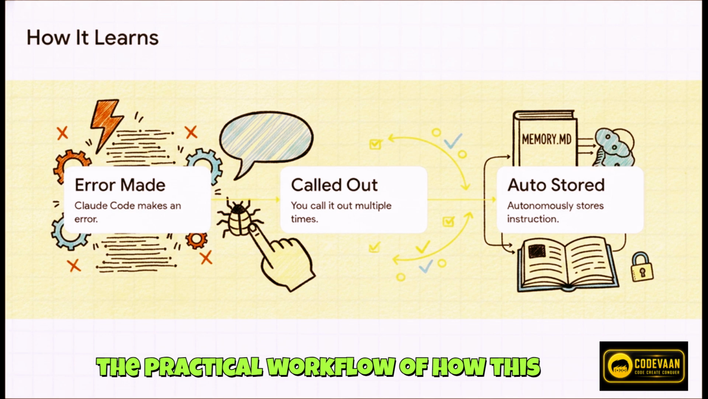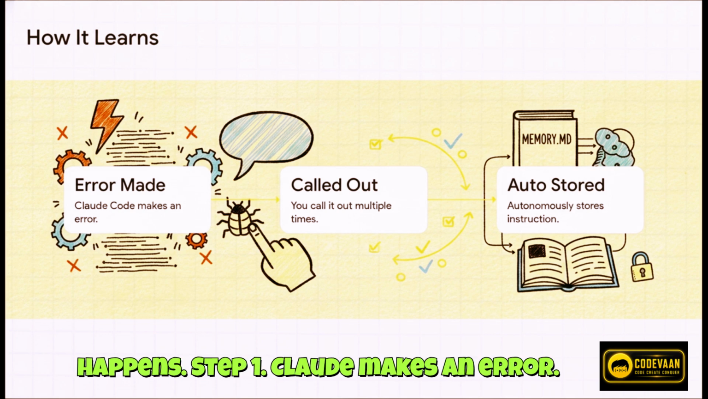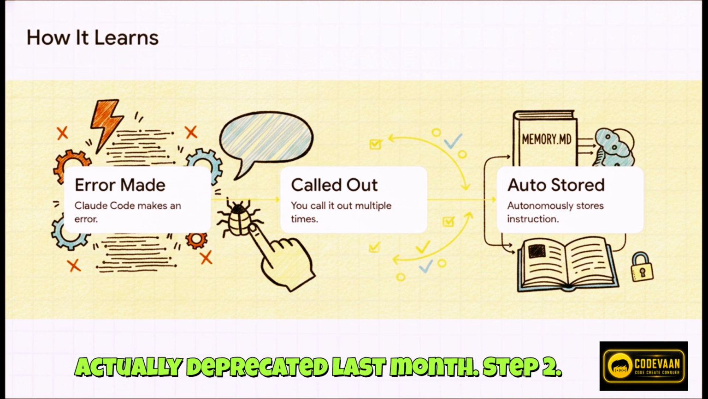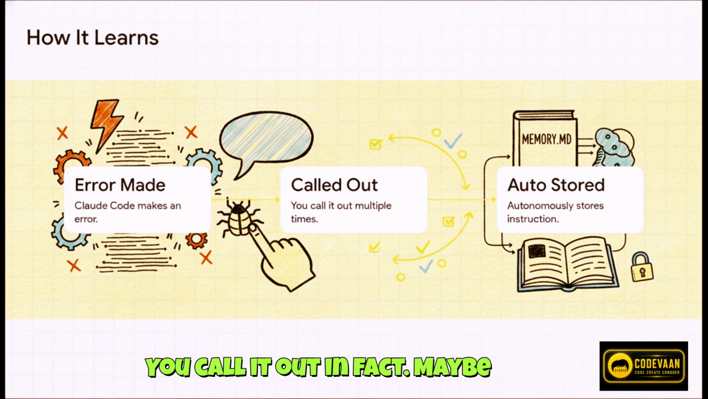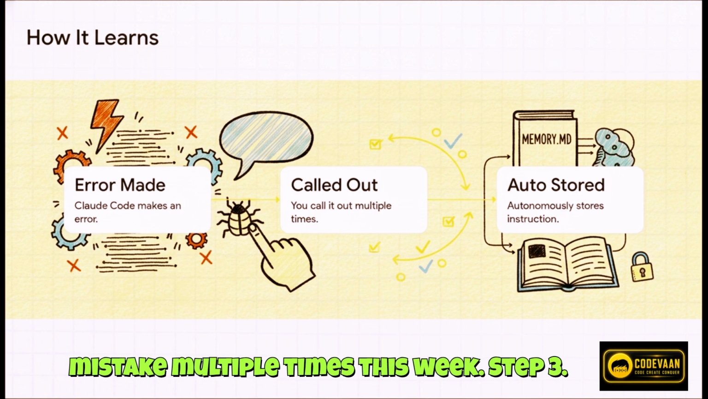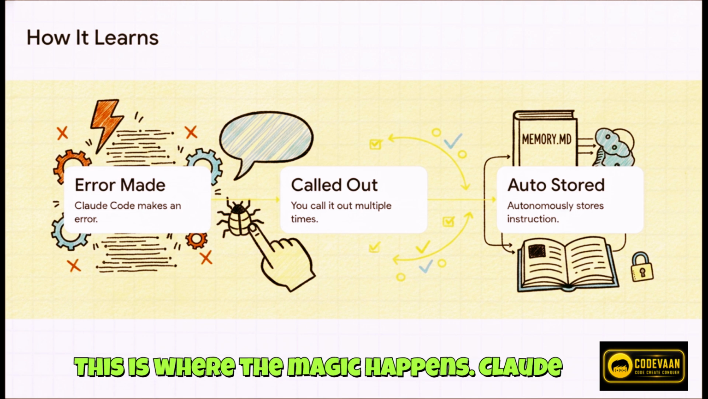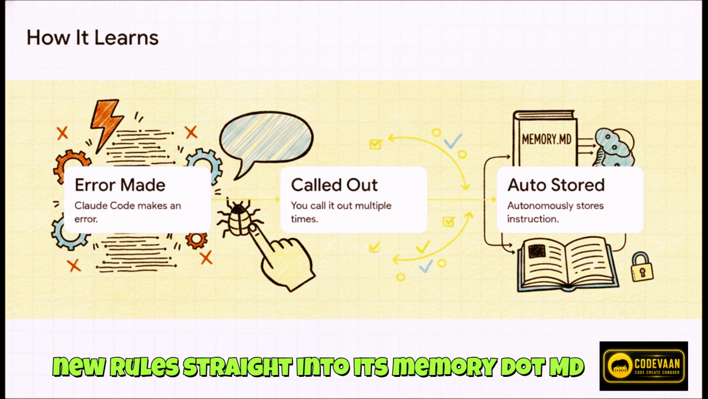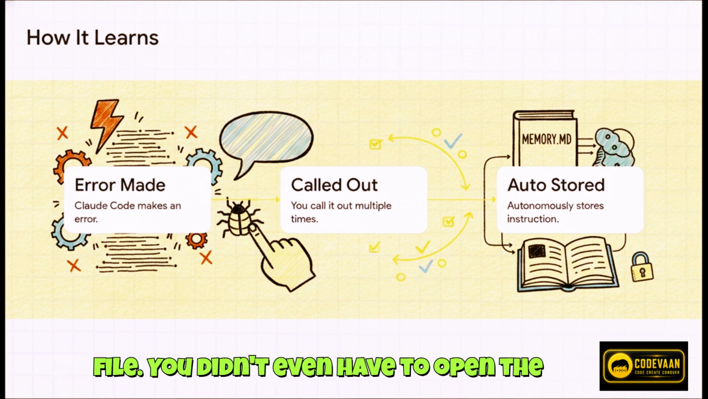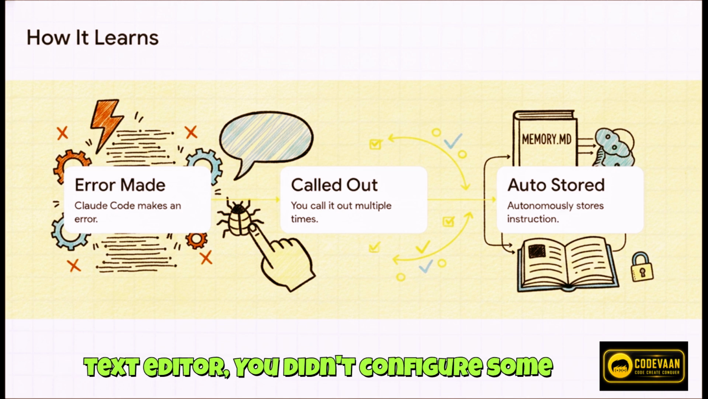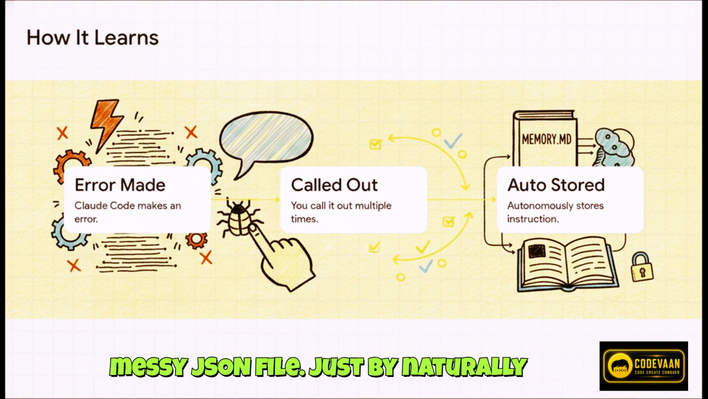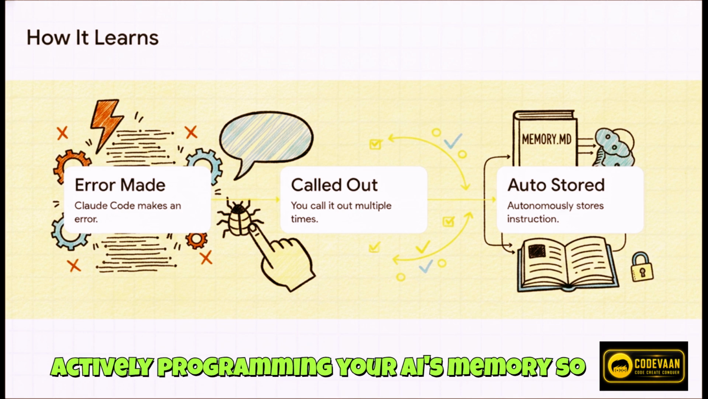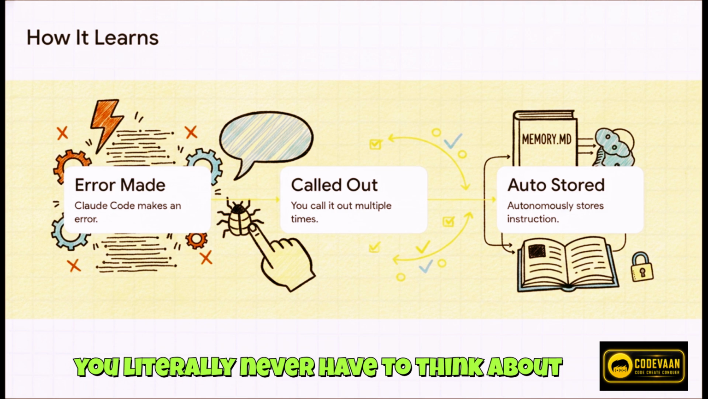All right, section 3, learning from your corrections. Let's actually walk through the practical workflow of how this happens. Step 1, Claude makes an error. Let's say it imports a library that we actually deprecated last month. Step 2, you call it out. In fact, maybe you've had to correct this exact specific mistake multiple times this week. Step 3, this is where the magic happens. Claude recognizes the pattern of your repeated corrections and autonomously writes that new rule straight into its memory.md file. You didn't even have to open a text editor. You didn't configure some messy JSON file. Just by naturally pairing, calling out mistakes, and correcting the code style, you're actively programming your AI's memory, so you literally never have to think about that specific error again.